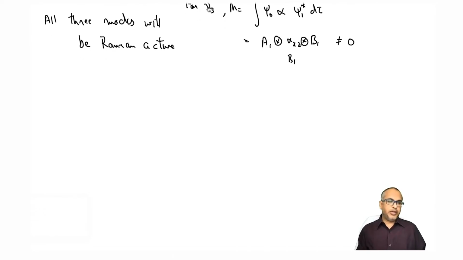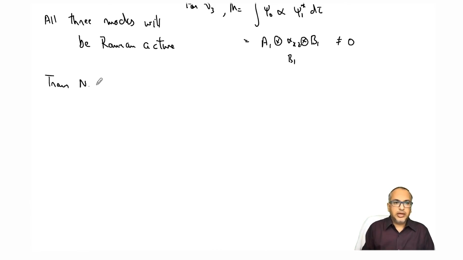So all three modes will be active in Raman as well as in IR spectroscopy, right? Now there is one very important rule. Let's take one more example if we have time. Let us consider trans N2F2 as an example.